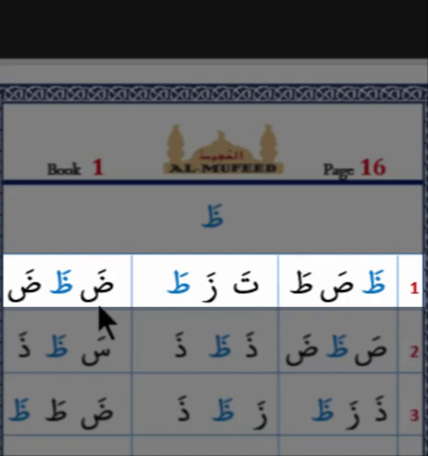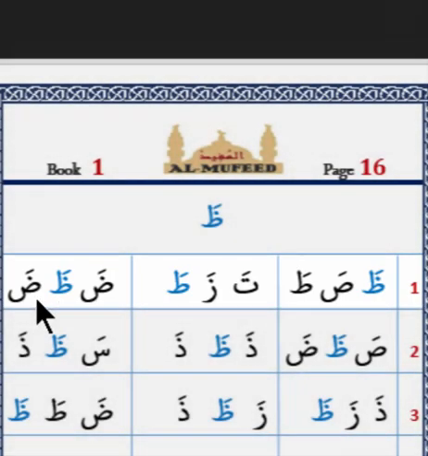Ba, va, ba. See the difference between the letters. Again, ba, va, ba, ba, va, ba.